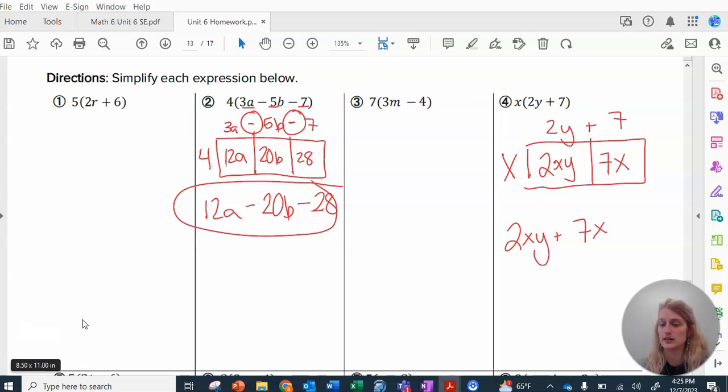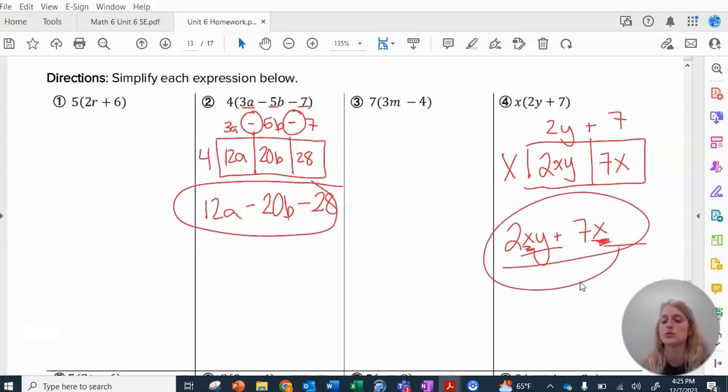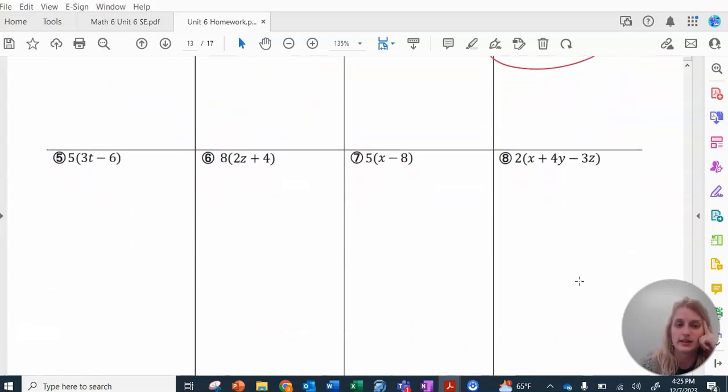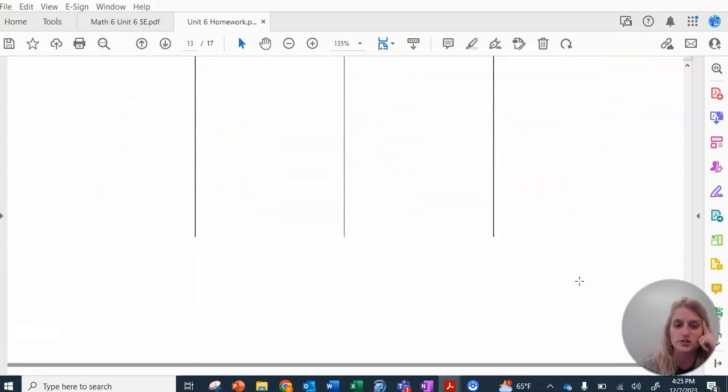You cannot combine these. Yes, I see there's an x and there's an x, but this term is xy, and this term is just x. So you have 2 terms in your answer. I think you can handle the rest of this front page on your own.